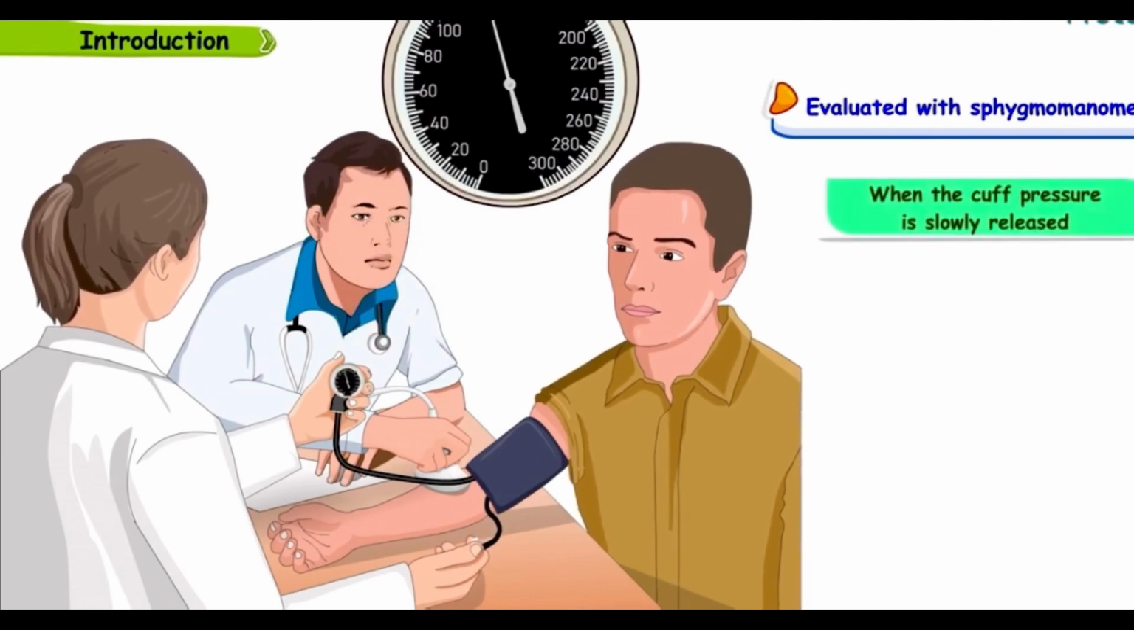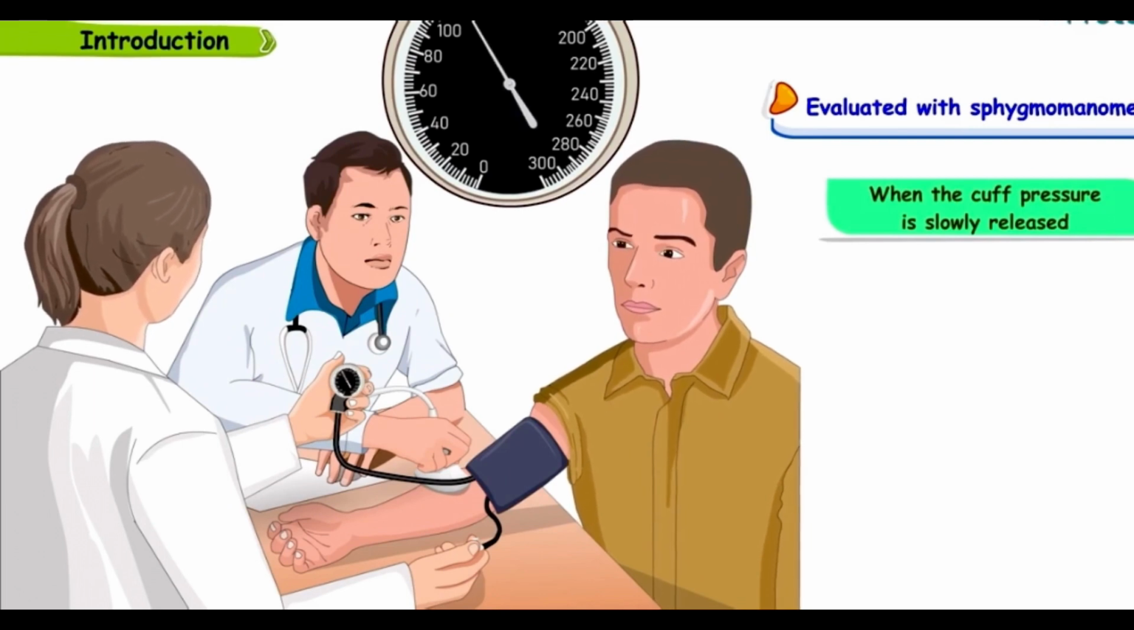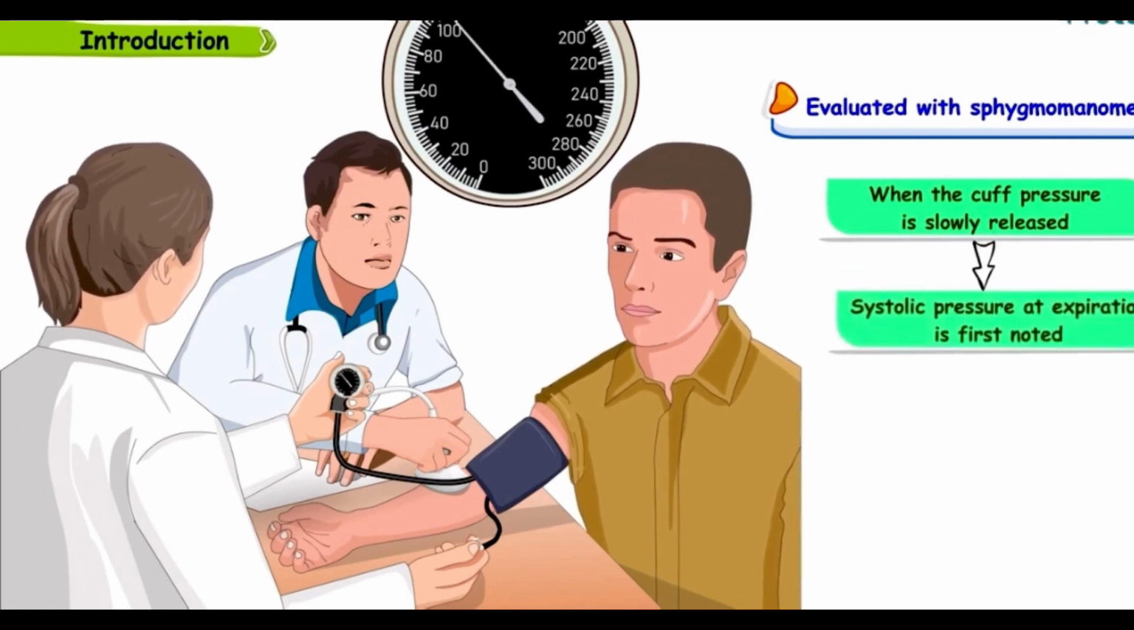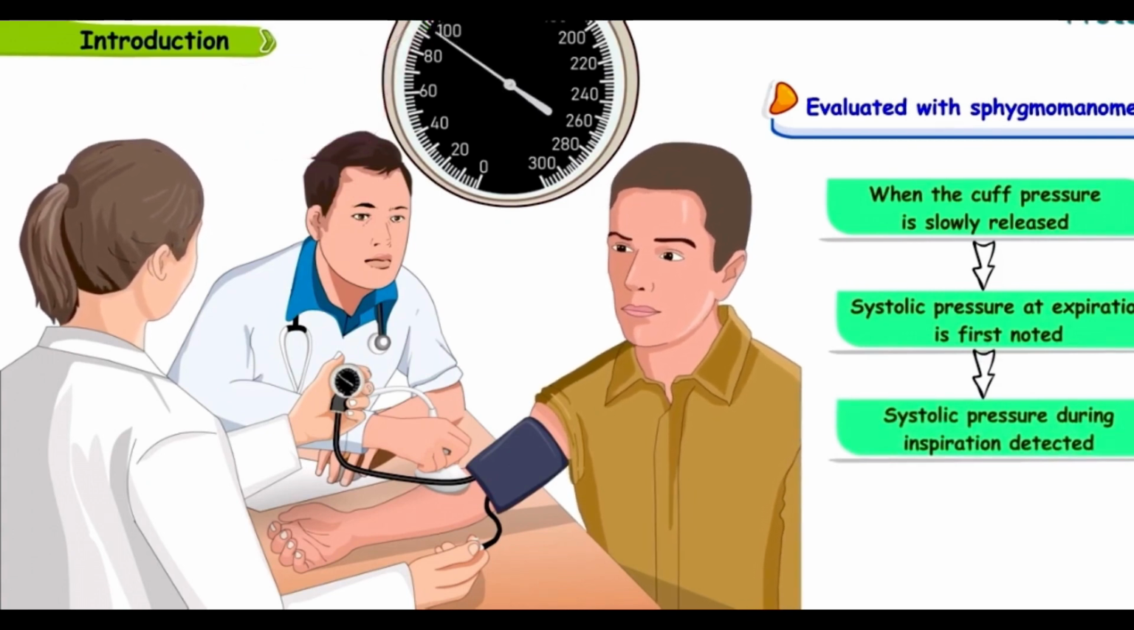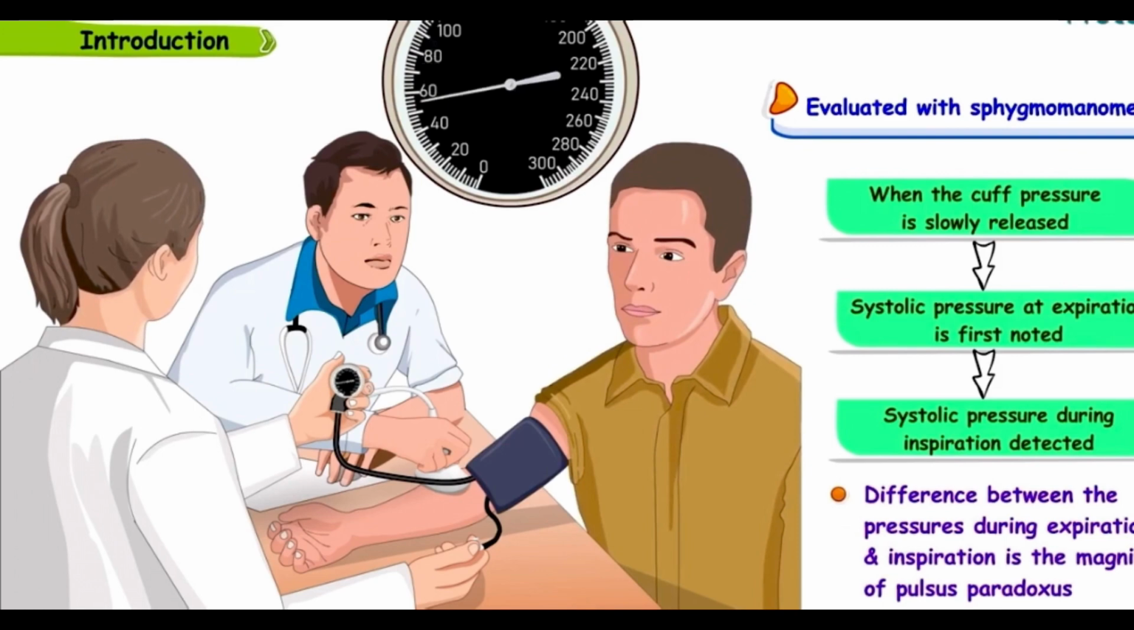When the cuff pressure is slowly released, the systolic pressure at expiration is first noted. With further slow deflation of the cuff, the systolic pressure during inspiration can also be detected. The difference between the pressures during expiration and inspiration is the magnitude of Pulsus Paradoxus.